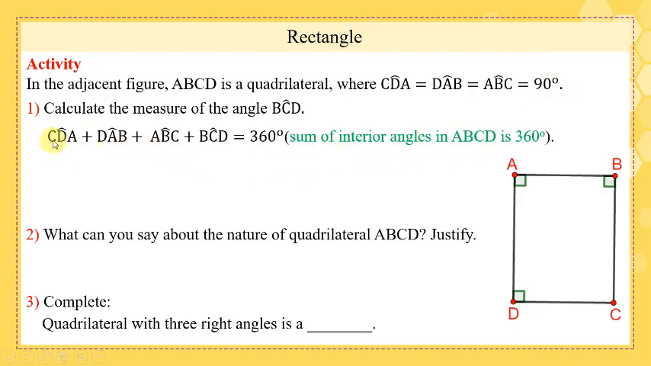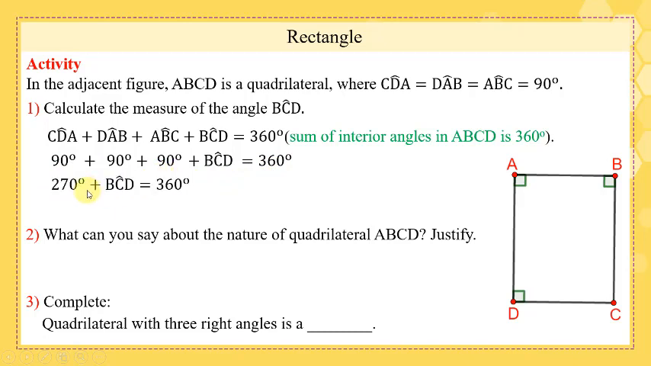This is the solution. We know that CDA plus DAB plus ABC plus BCD equals 360. The sum of the interior angles of the quadrilateral ABCD is 360. CDA, 90 degrees, DAB, 90 degrees, ABC, 90 degrees, plus BCD equals 360. We can add these three 90s together. We'll get 270 plus BCD equals 360. BCD equals 90 degrees. Now, as we can see, BCD equals 90 degrees.